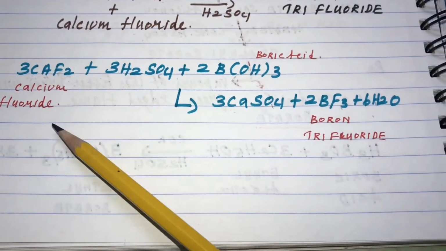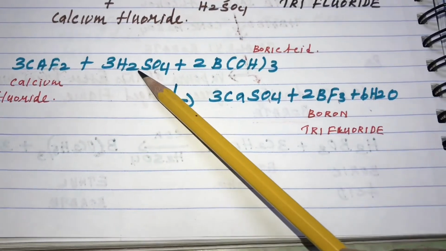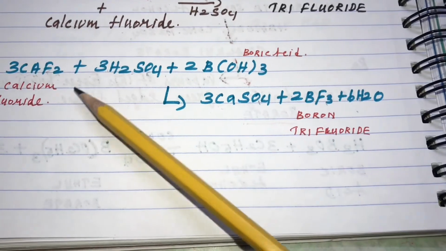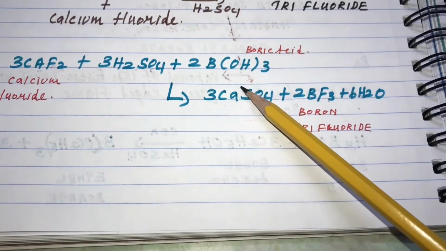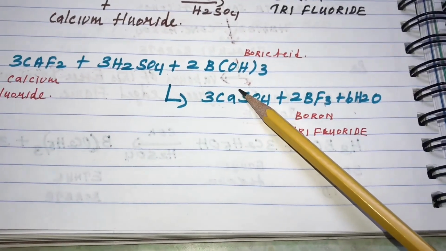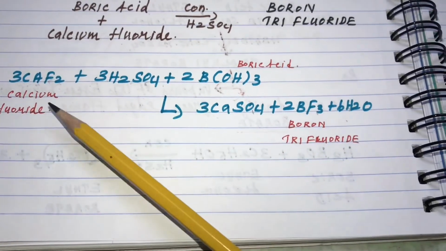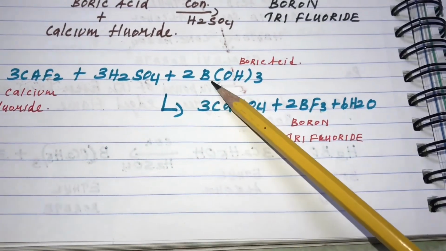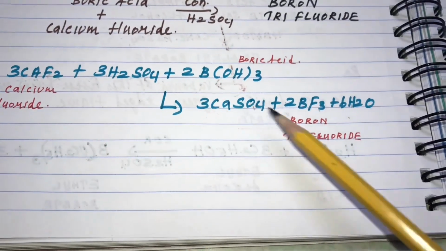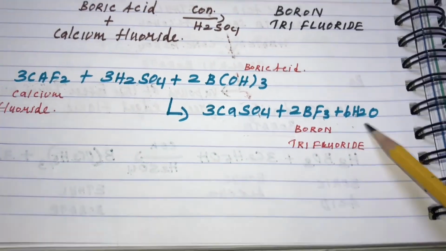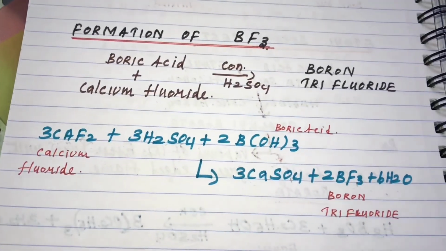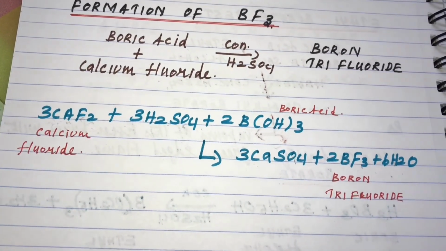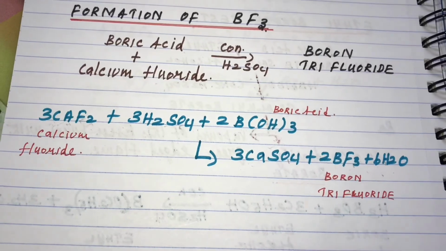So, 3 CaF2 plus 3 H2SO4 reacts with 2 molecules of boric acid forming 3 CaSO4, 2 boron trifluoride and 6H2O. So this is the formation of boron trifluoride from boric acid when it reacts with calcium fluoride in the presence of sulfuric acid.